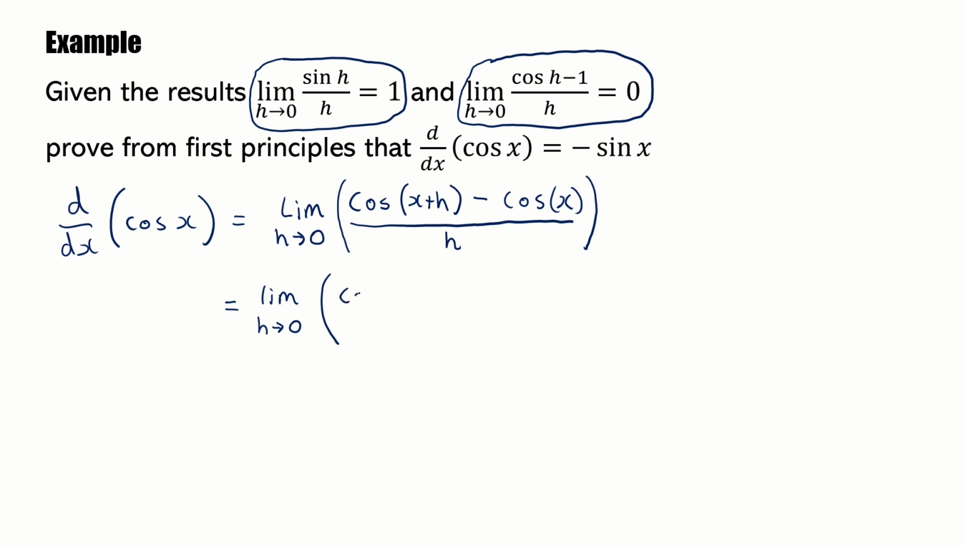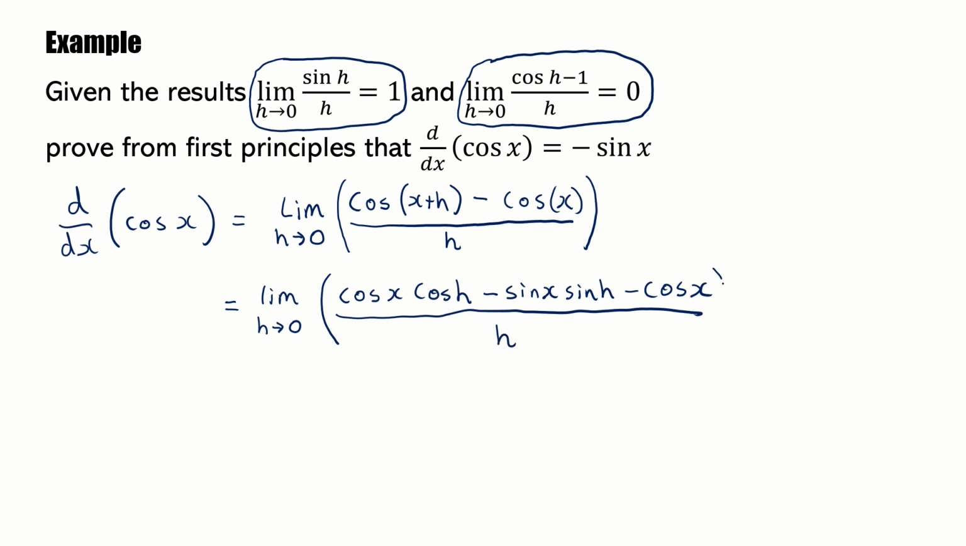So cos of a plus b is cos of a, cos of b, so in this case that would be cos of x, cos of h, minus sine of a, sine of b, so in this case that would be sine of x, sine of h. Cool. And then we're taking away cos of x. Nice. And that's still all being divided by h. Still writing the lim notation because we haven't done anything with it.